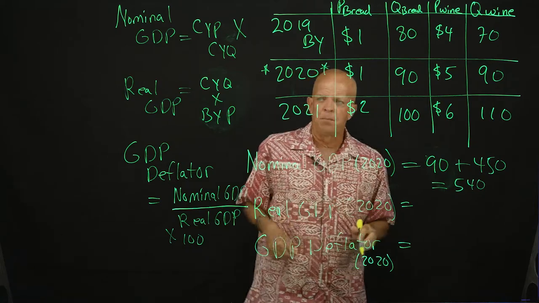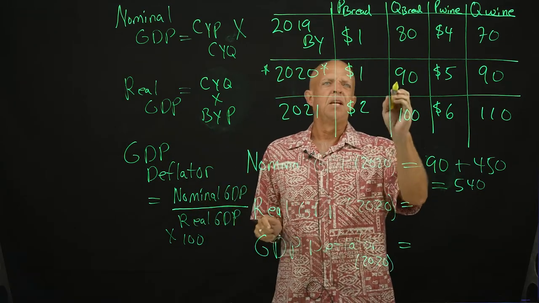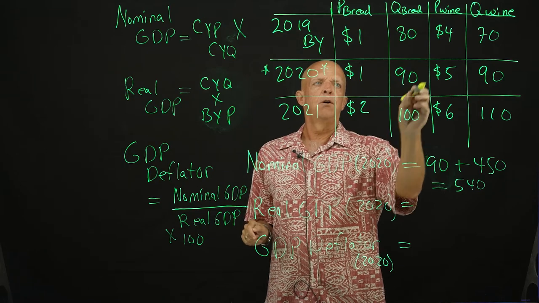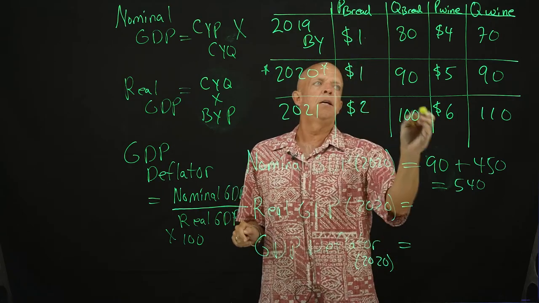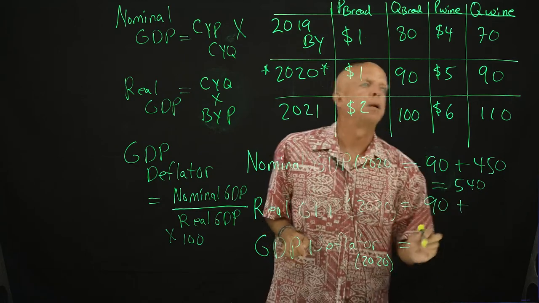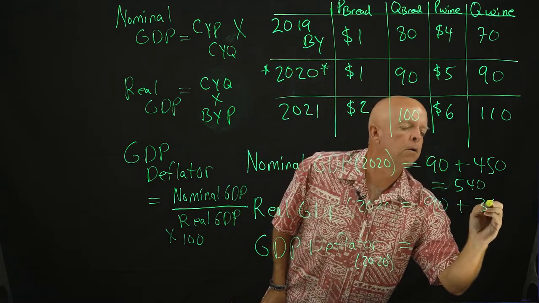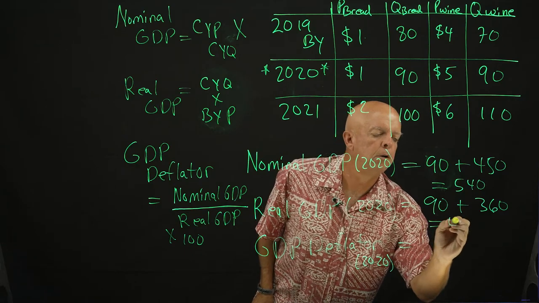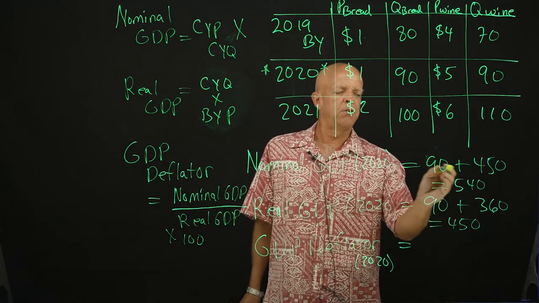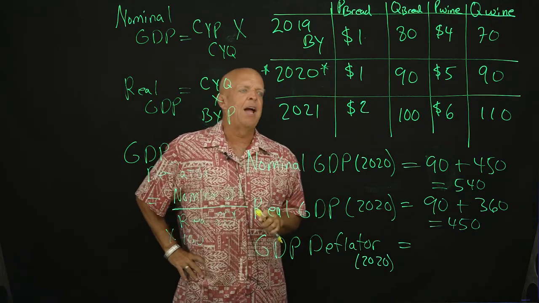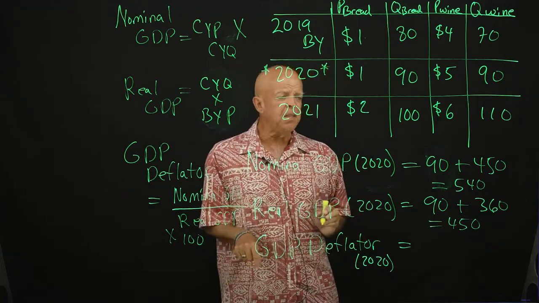Now for the real GDP, it's going to be the current year quantities times the base year prices. So it will be 90, which is the current year quantity, times the base year price, which is 1. And that will be 90. So it'll be 90 here, plus current year quantity times base year price, 4 times 90, 360. And this will be 450. Okay? So notice this number is going to be a bit less than this number because it has taken out the effect of prices and only focusing on quantities, which is what we want to see with GDP.